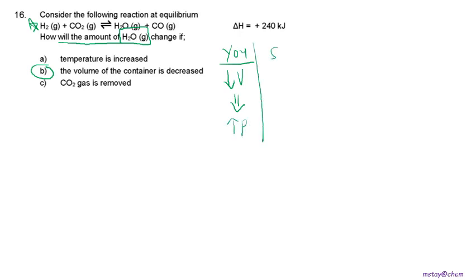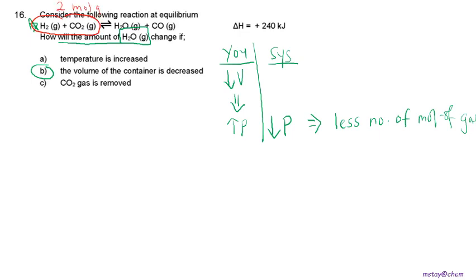Then the system is going to oppose this and reduce the pressure. To reduce the pressure, the system needs to go to the side with fewer moles of gas. Referring to the equation, on the left hand side we have one mole of hydrogen and one mole of carbon dioxide, so 2 moles of gas in total. On the right hand side we have one mole of H2O and one mole of carbon monoxide, so also 2 moles of gas.